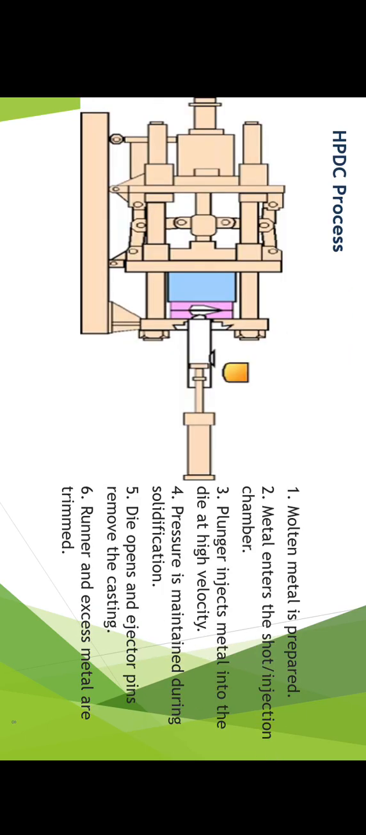Now the HPDC process. It includes, first, melting. The required metal is melted and introduced into the injection chamber. Then the plunger injects the metal into the die at a high velocity. As we said before, pressure is maintained during solidification. After solidification, the die opens and the ejector pins remove the casting. Runner and excess metal are trimmed.